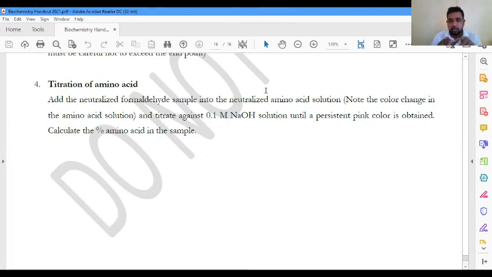When we explain that again with the chemical equations and reactions, you will understand it properly. When we add formaldehyde to an amino acid, it will form a methylene derivative of the amino acid. So it is a kind of strong acid. So in the final titration, it will be a strong acid, strong base titration.